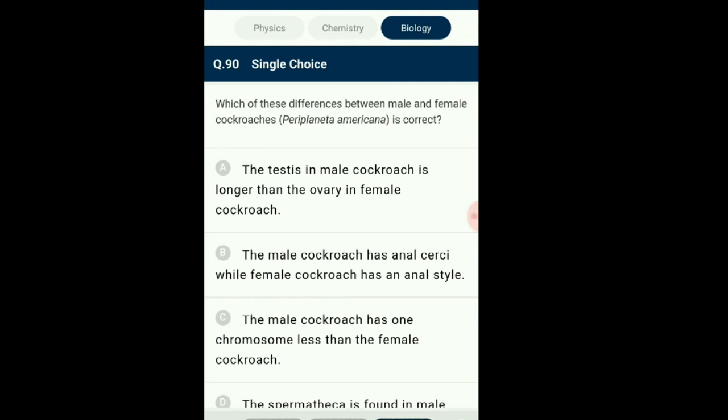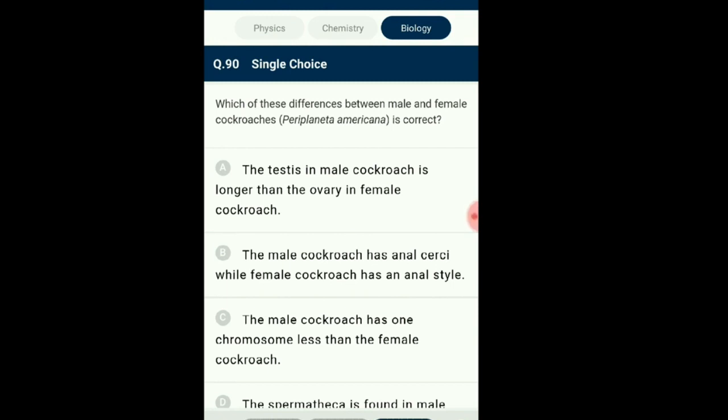Question number 90. This is the last question. Which of these differences between male and female cockroaches, that is Periplaneta americana, is correct? The male reproductive system of cockroach consists of a pair of testes lying on each lateral side in the 4th to 6th abdominal segments. The female reproductive system of cockroach consists of two large ovaries lying laterally in 2nd to 6th abdominal segments. Thus, ovaries are longer than testes. Male bear a pair of short thread-like anal styles which are absent in female.